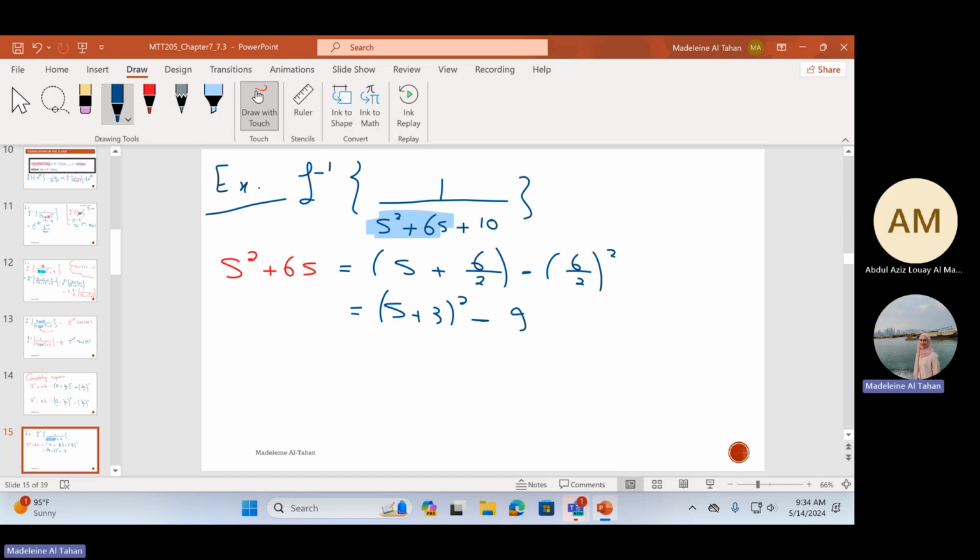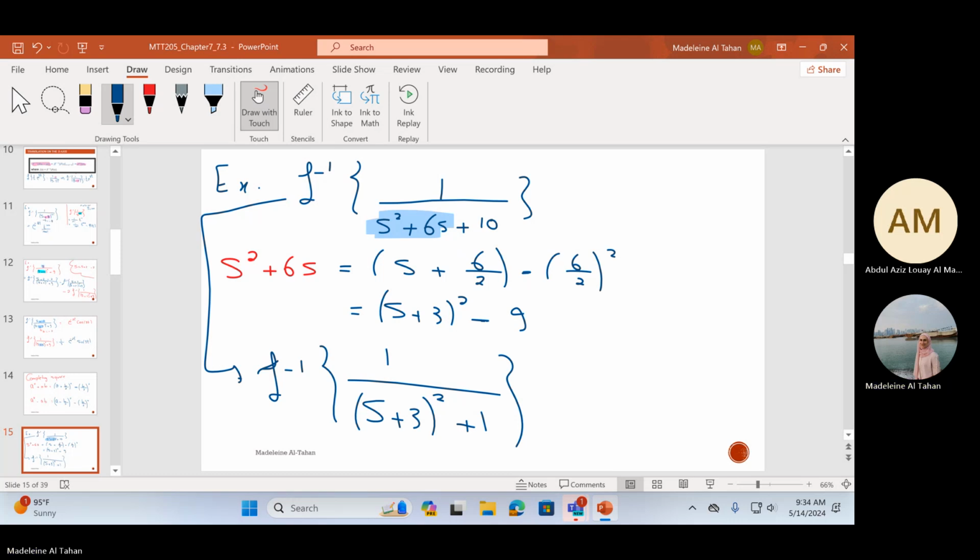Okay. Now this one, it will be Laplace inverse of 1 over s plus 3 squared, minus 9 plus 10, plus 1. This shape now, are you okay with it? Plus 1, minus 10, minus 9 plus 10.